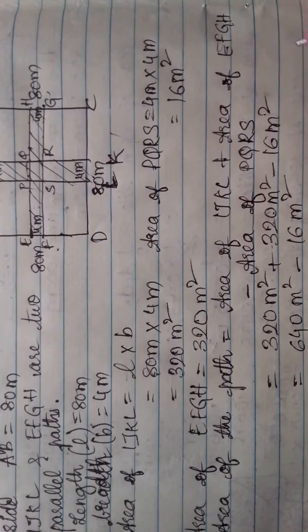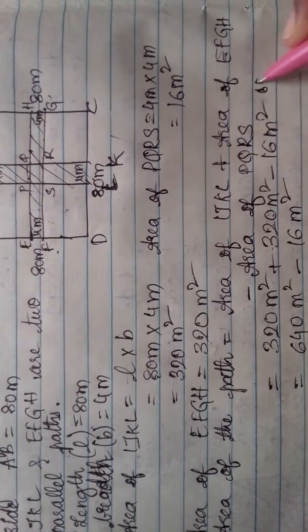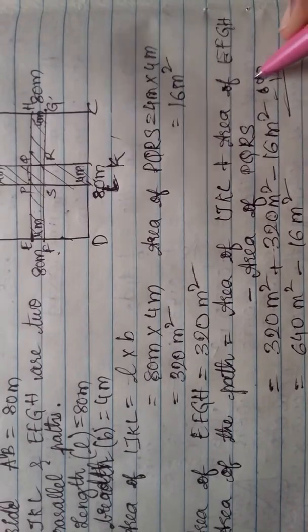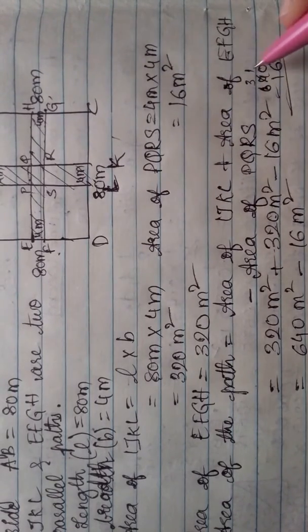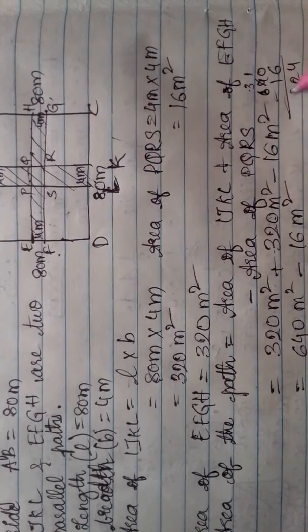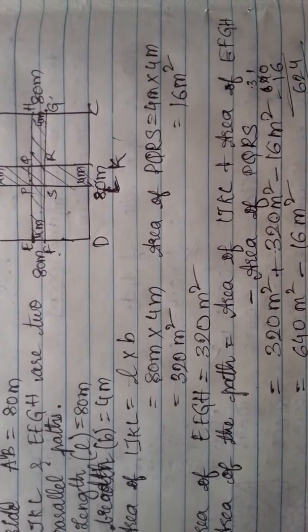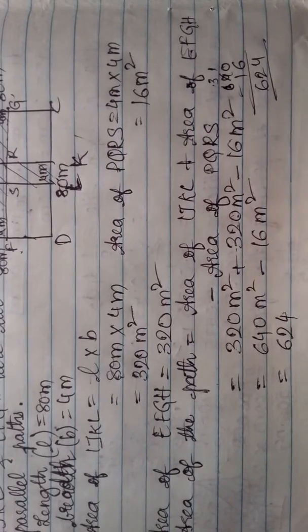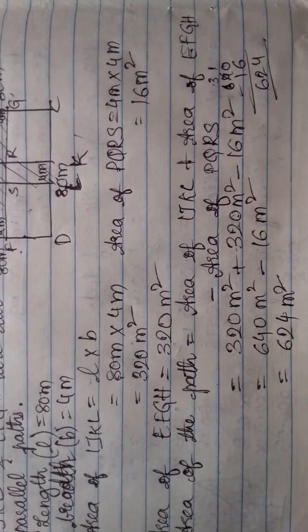In rough column, let us subtract 640 minus 16. 0 minus 6 we can't do, so cancel this. 10 minus 6 is 4, 3 minus 1 is 2, and this is 6. So the answer is 624 meter square. Understood, children? Copy in your homework books.